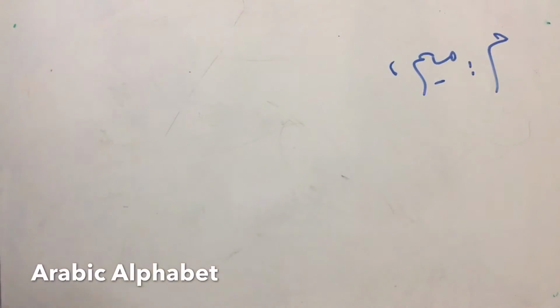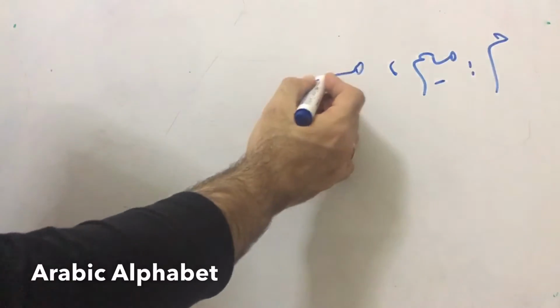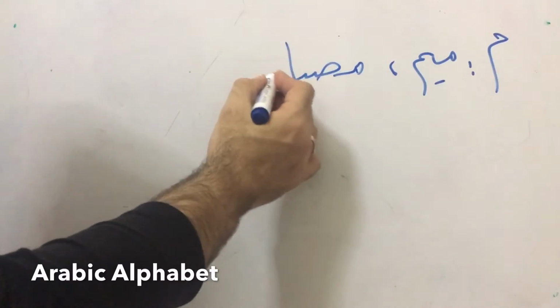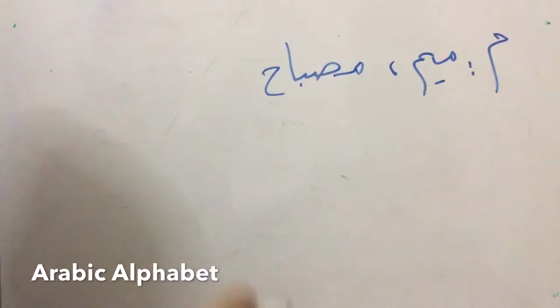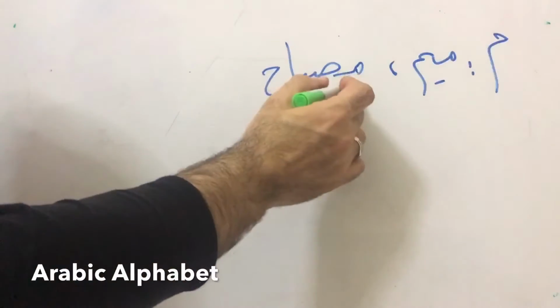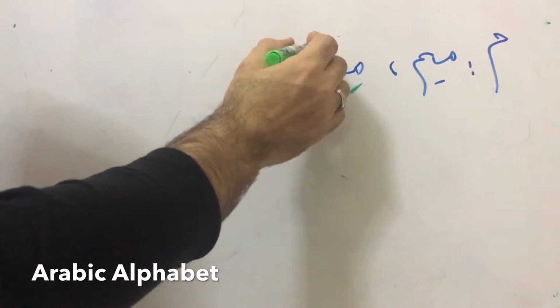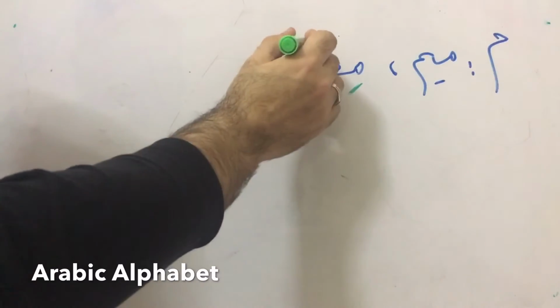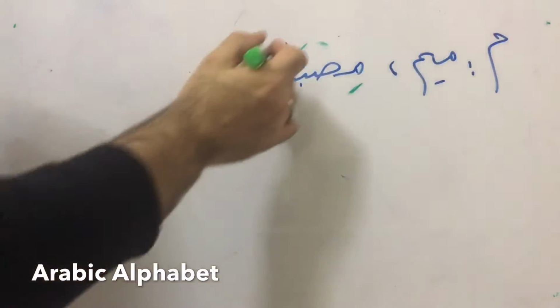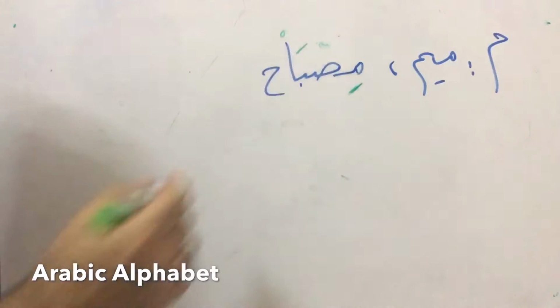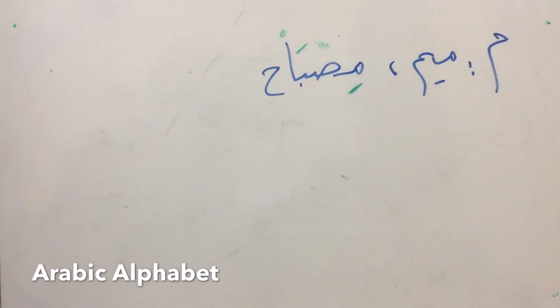it is like مصباح. ميم كسرة، صاد سكون، باء فتحة، مصباح means torch.